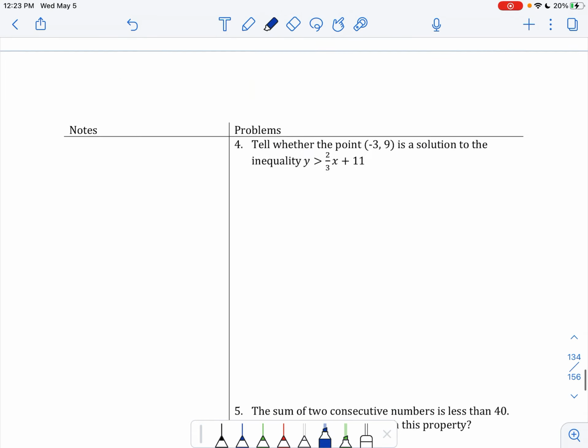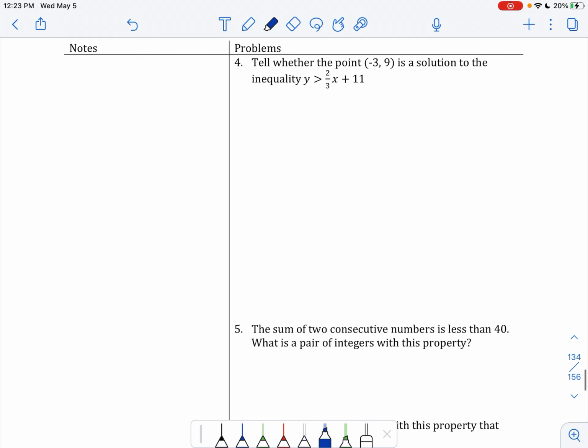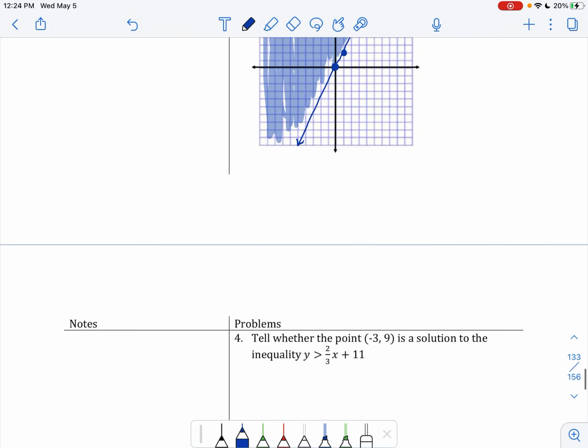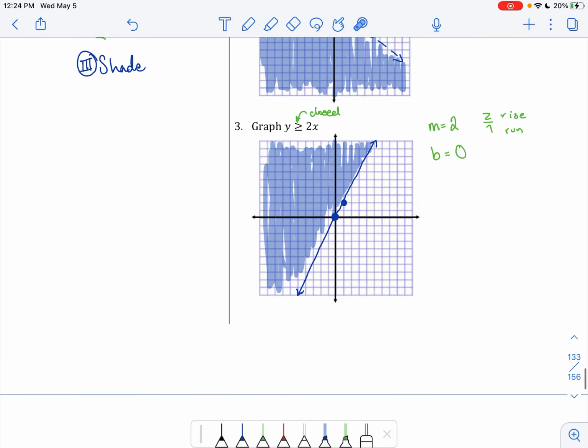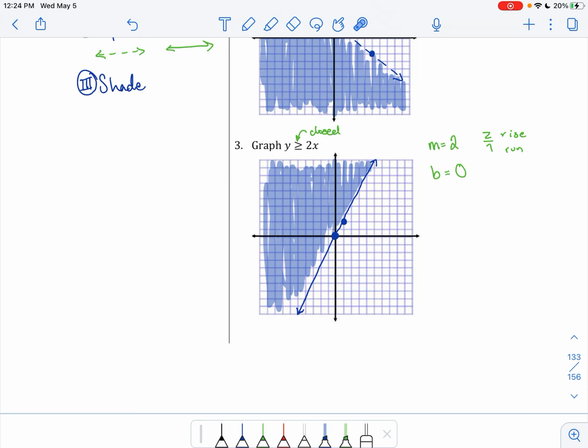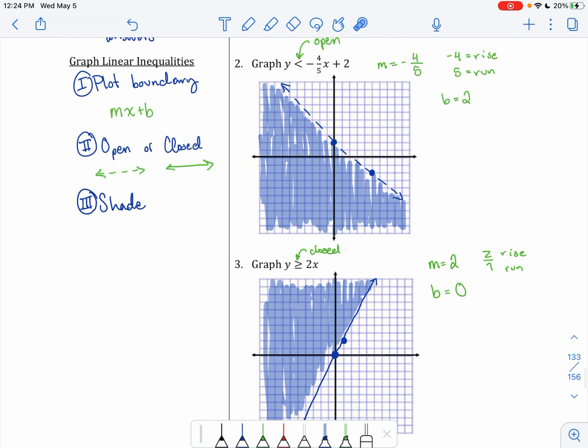Now, sometimes you won't have to graph it. Sometimes we'll just have to answer questions about these linear inequalities. So tell whether the point -3,9 is a solution to the inequality. So as I said, any point here would be a solution for this inequality. Any point in this region would be a solution for the inequality in number 2.